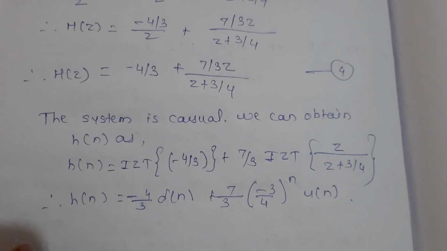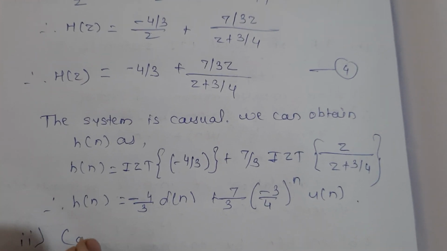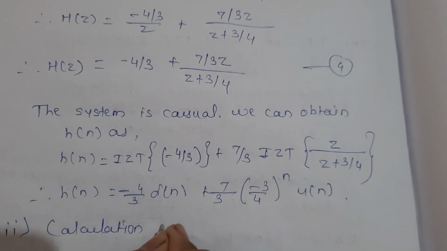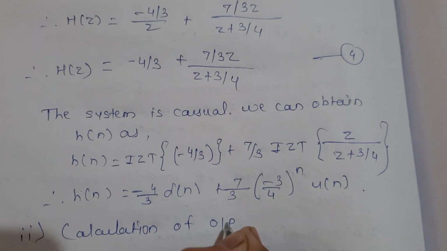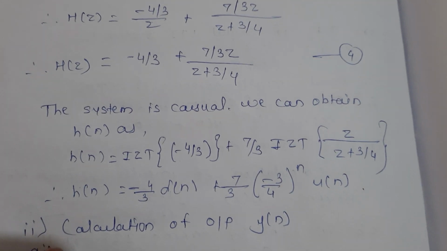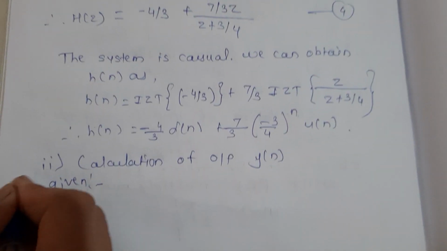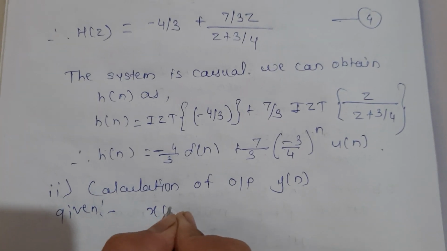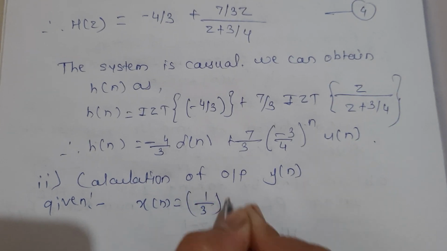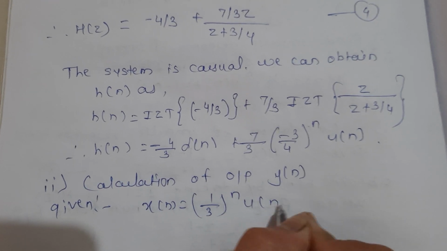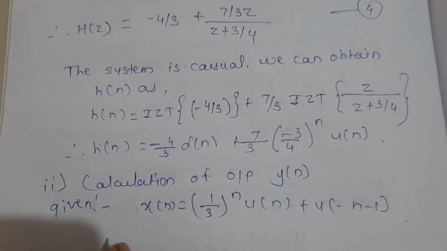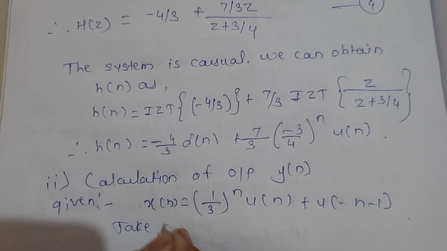Now the second part of the problem is calculation of the output y(n). So first we write what is given. Given is x(n) is equal to (1/3)^n u(n) + u(-n - 1). Now take the Z-transform.